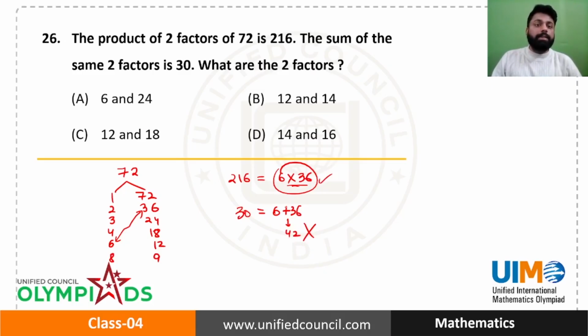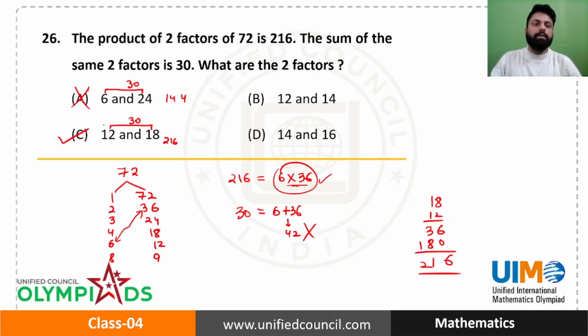Let's take another pair, though that is also not part of the options, but let's talk about these. 6 plus 24 is 30. 6 multiplied by 24: 6 into 4 is 24, 2 carry over, 12 plus 2, 14. Not the correct one. 12 and 18: the sum is 30. 12 multiplied by 18 is 216. In this case, the product is 216, correct one. In this case, the sum is 26, not the correct one. In this case, the sum is 30, but 16 multiplied by 14.